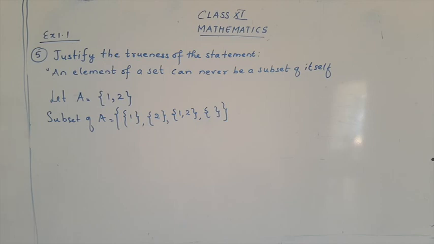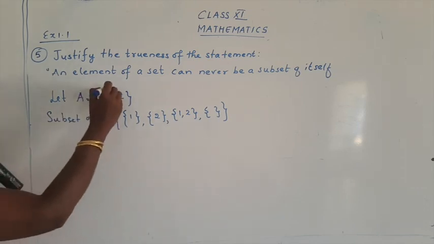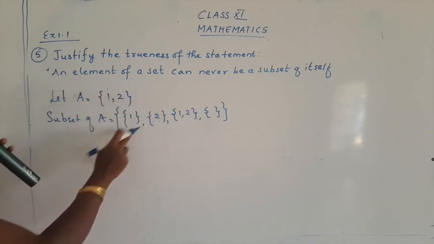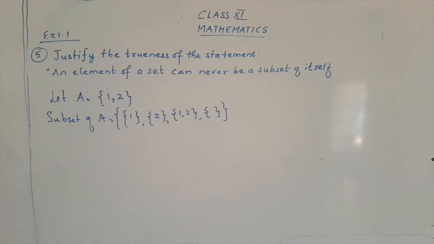Okay. Now let's see the statement. An element of a set can never be a subset of itself. An element can never be a subset. See here, what are the elements of the set here? 1. So 1 is a subset over here. 2 is a subset over here. So what can we say? "Can never" is a wrong statement. So what should be the correct statement? An element of a set will be a subset of itself.